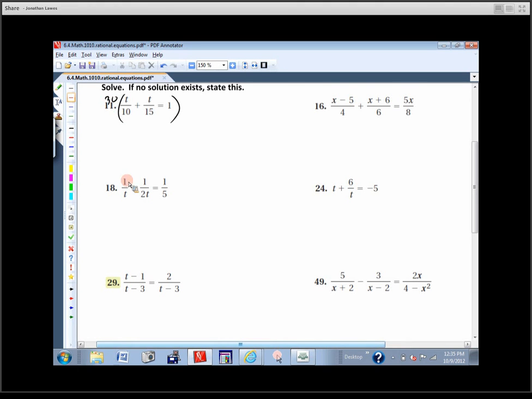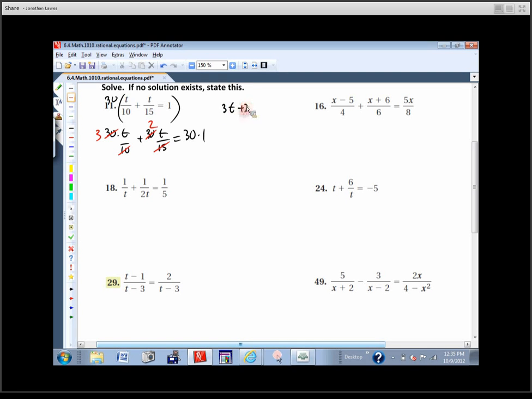Now I'm going to write this out on the first one. I'm going to write 30 times t over 10 plus 30 times t over 15 equals 30 times 1. So see how I'm distributing that through to each one of the terms on both sides? Then I'm going to go through and cancel. I'm going to cancel the 10 with the 30, that's going to be a 3. I'm going to cancel the 15 with the 30, that's going to be a 2. Nothing cancels over here, so here's the equation that I'm solving.